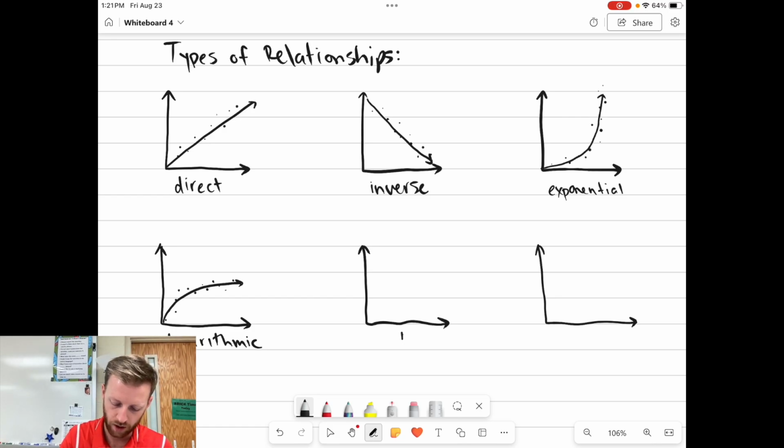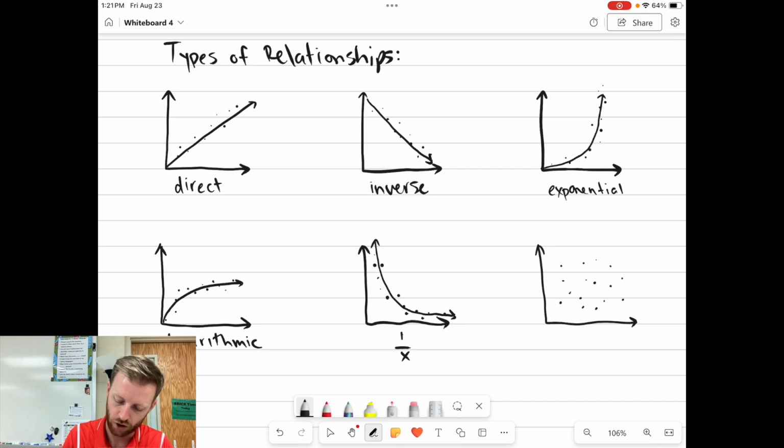Then we have a 1 over x relationship. This is where we start off on a steep decline and then we kind of zero out along the axes. Along the x and y, we kind of have these lines like this. And so it never touches either of the axes, it just kind of runs alongside of them. It's 1 over x.